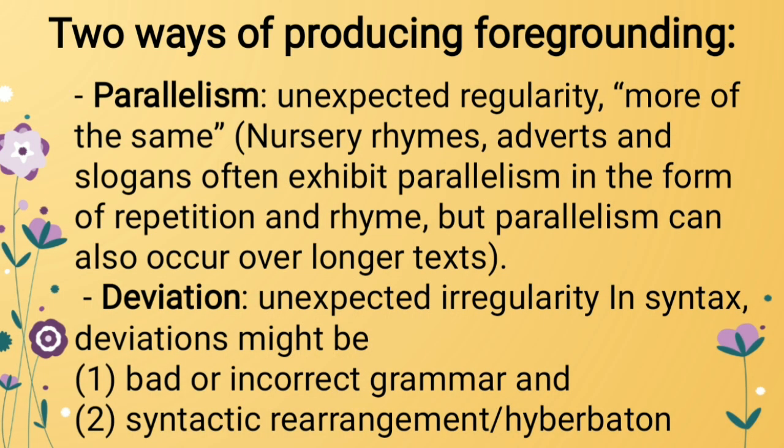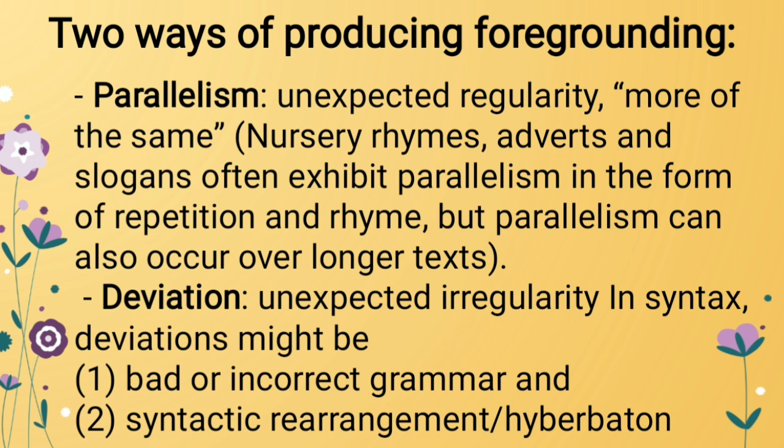Alright, second, we have deviation. Deviations are unexpected irregularities in syntax. Deviation might be bad or incorrect grammar and syntactic rearrangement, or what we call hyperbaton. When we say deviation, it's all about the usage of bad or incorrect grammar in that particular sentence. For example, saying, me went to the store instead of I went to the store. It is an example of incorrect grammar.